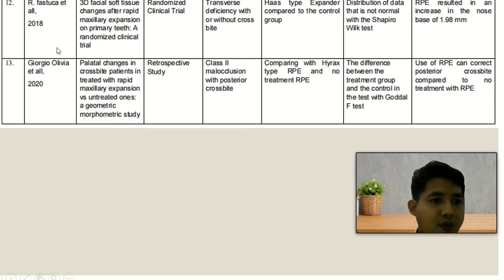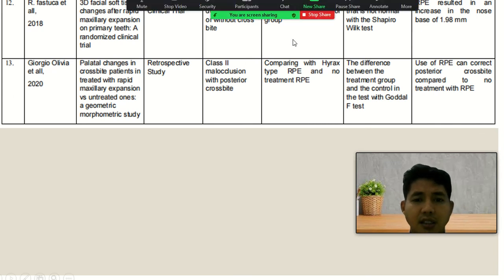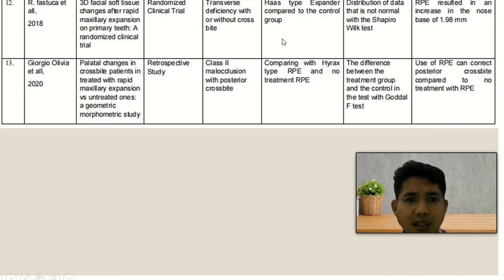12. Our Fastuka et al., 2018. Title: 3D facial soft tissue change after rapid maxillary expansion on primary teeth. Deficiency with or without crossbite has tooth-borne expander compared to the control group, and the result: RPE resulted in an increase in the nose base of 1.98 millimeter.